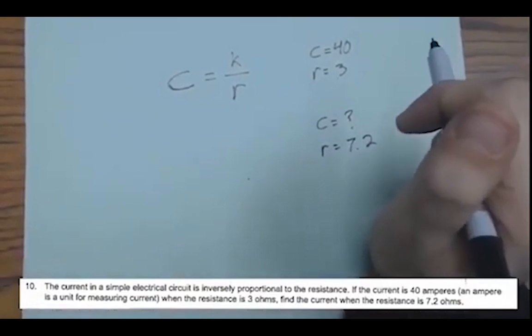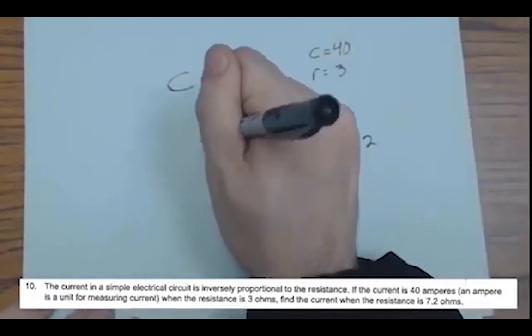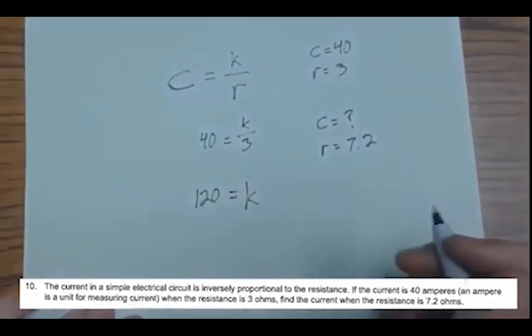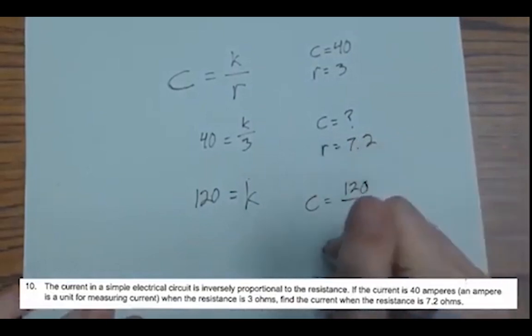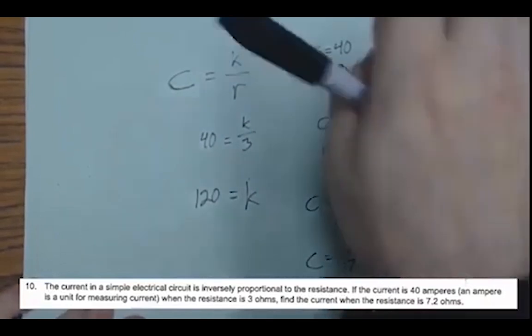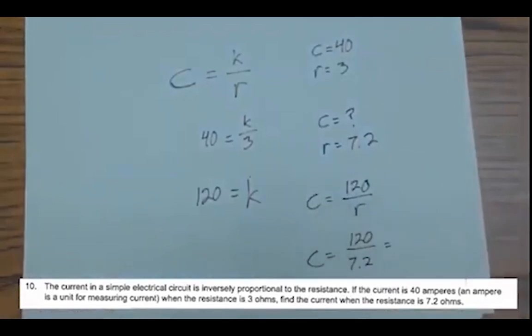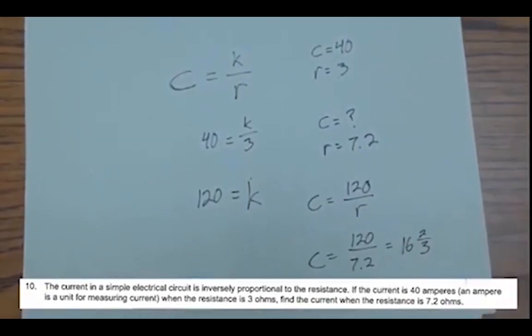Okay, same problem as always. R is 3. C is 40. Multiply both sides by 3 to get K. K is 120. So C equals 120 over R. What is C when R is 7.2? 120 divided by 7.2 is 16.66666666, which we know is 2/3. So 16 2/3 amps.